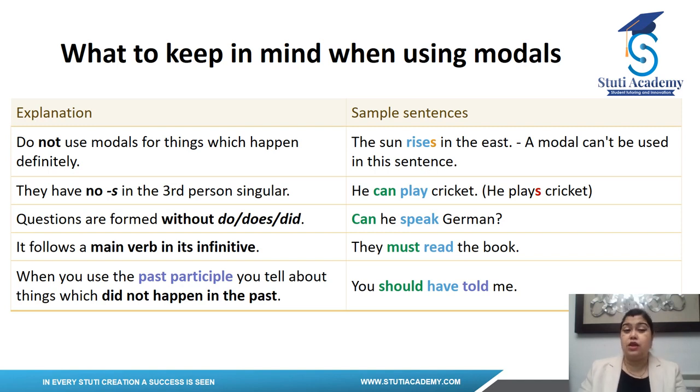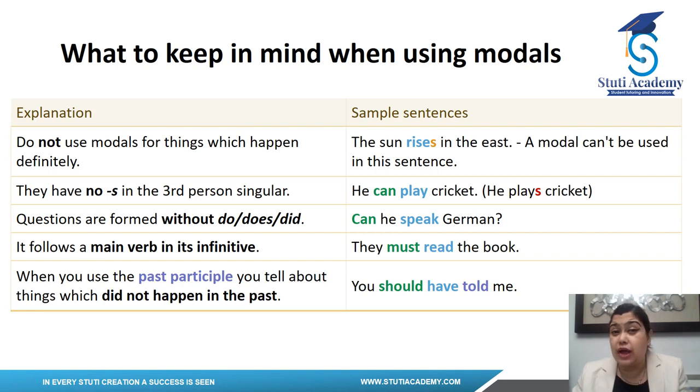All right, students. Now let's see what we need to keep in mind. A few things that you need to keep in mind when you're using modal verbs. Okay? Do not use modal verbs for things which happen definitely. For example, the sun rises in the east. You can't use a modal verb here. This action, rising, isn't a complete action in itself. So modal verbs, as I said, are helping verbs. You don't need a helping verb here. This is a definite action. This is the truth.